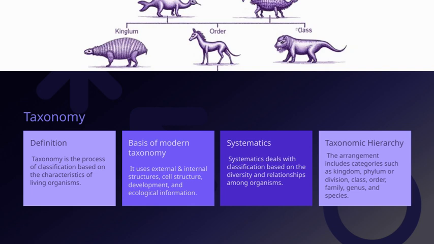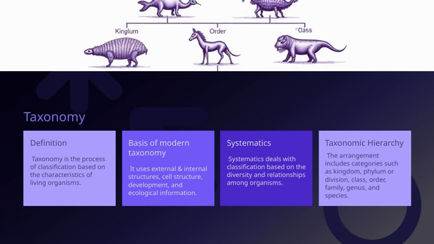It's not just about naming organisms, it's about understanding their relationships and evolutionary history. When we study systematics, we look at how different organisms are related, often using their physical features or genetic information. To do this effectively, systematics considers a variety of data: external structures like body shape and size, internal structures such as organ systems, cell structure, development patterns, and ecological information. All of these aspects give us clues about how organisms are related and how they have evolved over time.